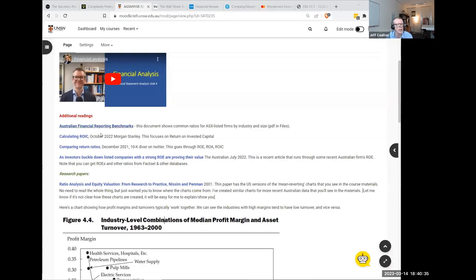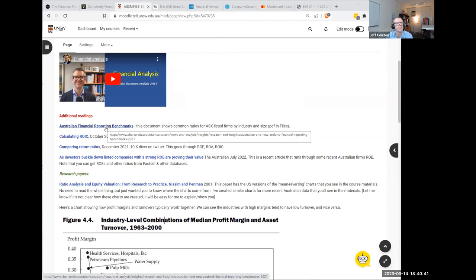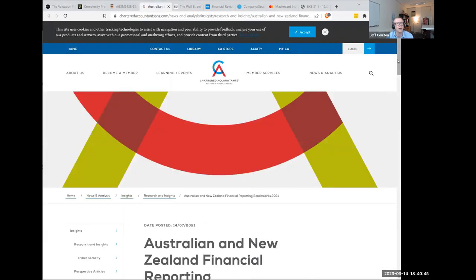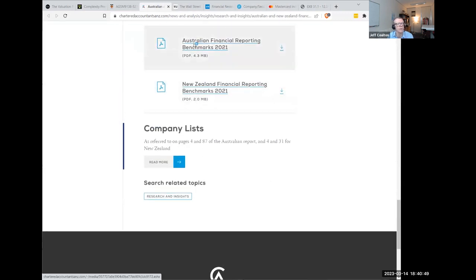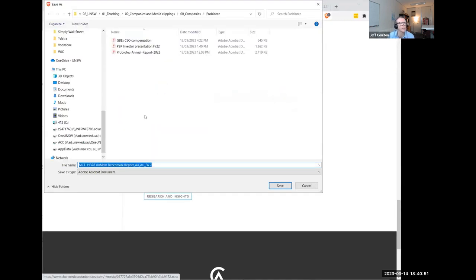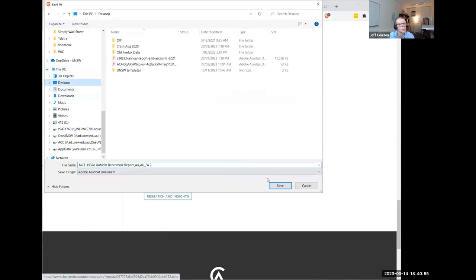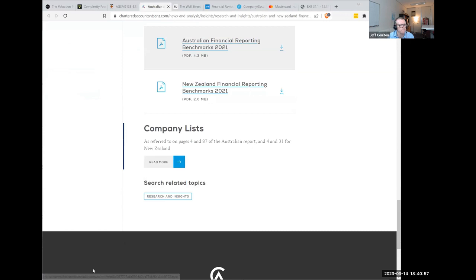In the additional readings, the first document that I put up on this week's materials is called Australian Financial Reporting Benchmarks. If you click on that, let's see if this opens up. Hopefully this opens up for you. Oh, I've made you go down. Okay, sorry, I thought I'd given you the actual PDF. Let's have a look. Where will I dump this? Just dump this to the desktop.